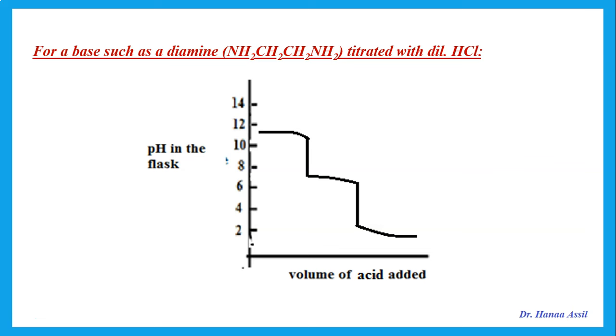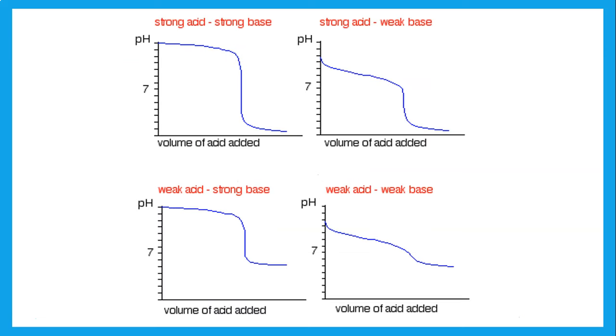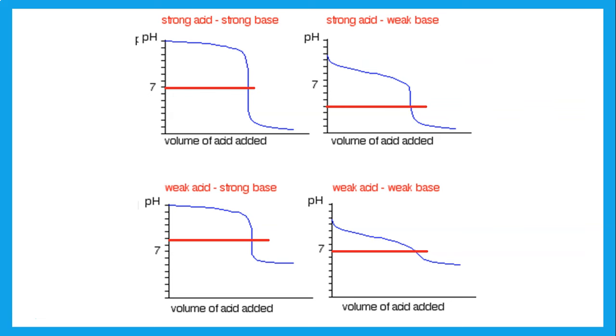A base also could be with two protons. So we have a base such as a diamine. When I titrate it with dilute HCl, one of the amines will take H plus, so that's one decrease, and then the second amine will take the second H plus. So these graphs, please be familiar with these graphs, and you should be able to think about how to draw them even if you don't remember them.